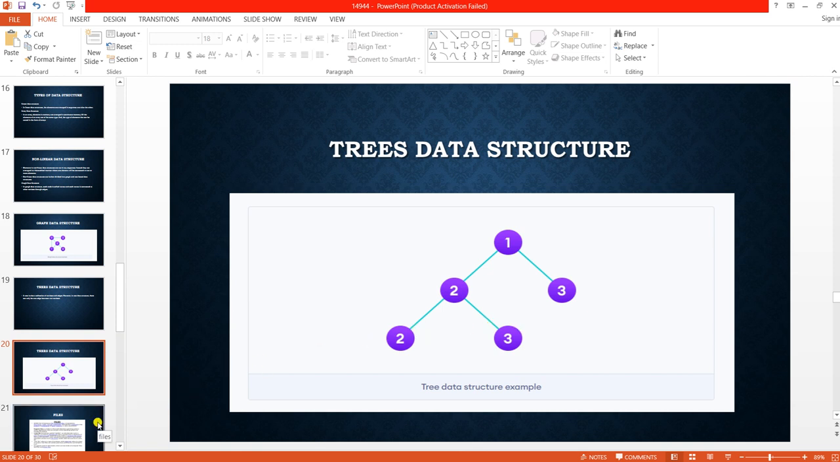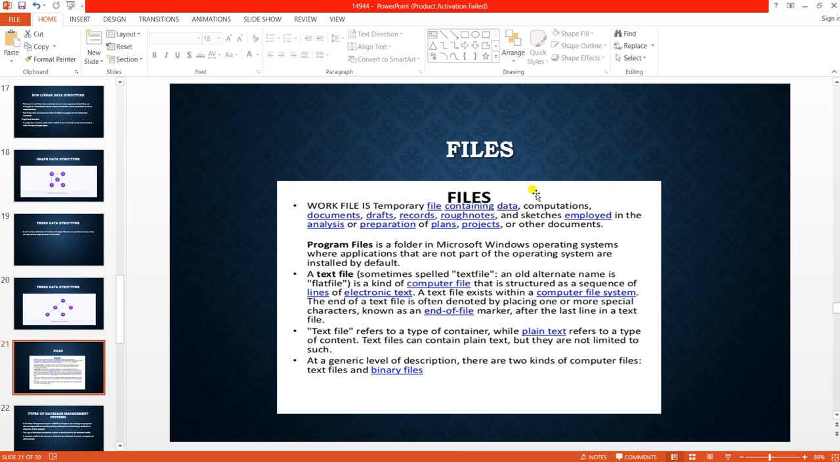And also on slide 22, this is more of your files. We've got types of files that we have. We've got your work file, which is your temporary file, your program files, and your text files. A work file is just a temporary file containing data, computations, documents, drafts, records, and etc. Also, your program files is a folder in Microsoft Windows operating systems, where applications that are not part of the operating system are installed by default. You may find that in your C drive.